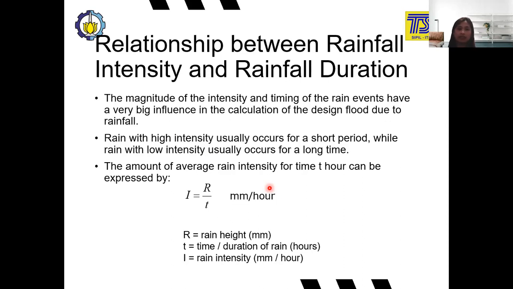So the amount of the average rain intensity for the time in hours can be expressed by this equation. So intensity equals the rain height divided by the time or duration of the rain. So from here you can see that the same rain intensity can come from different rain height with different time or duration.